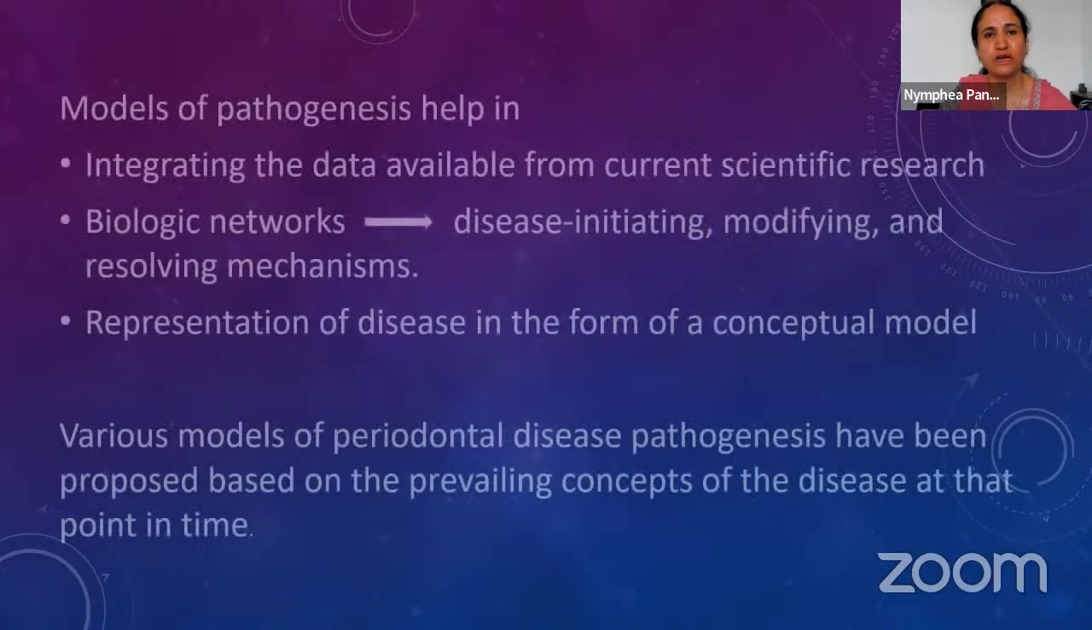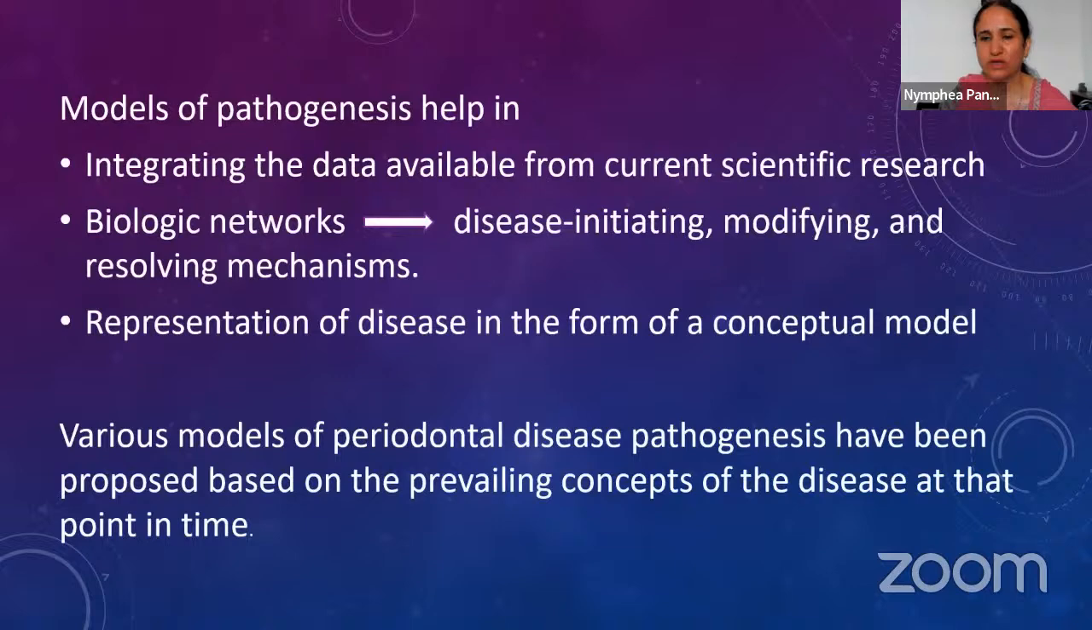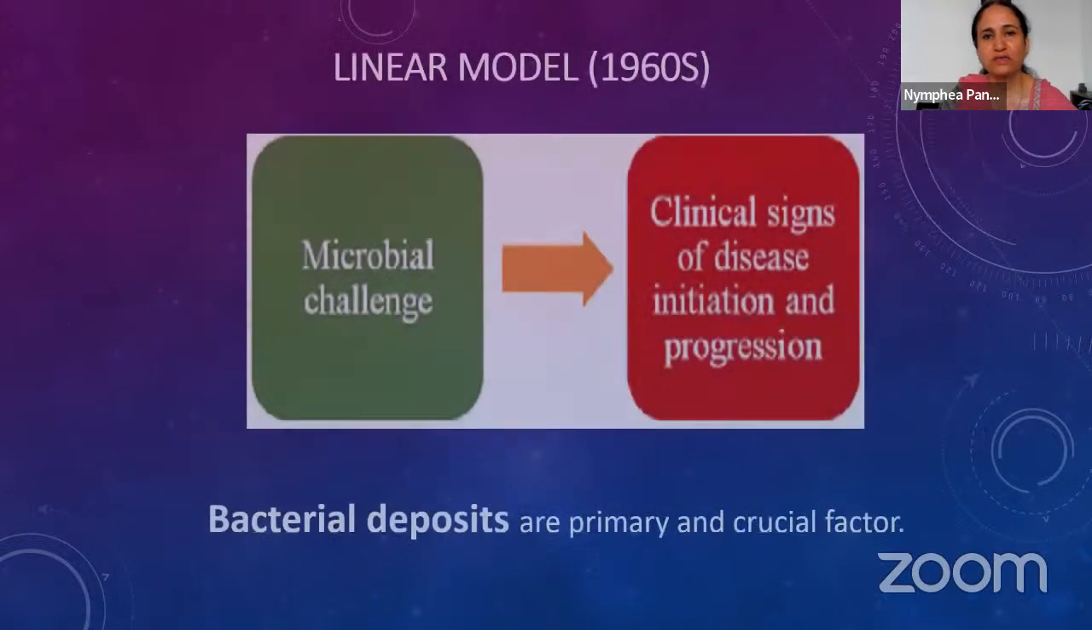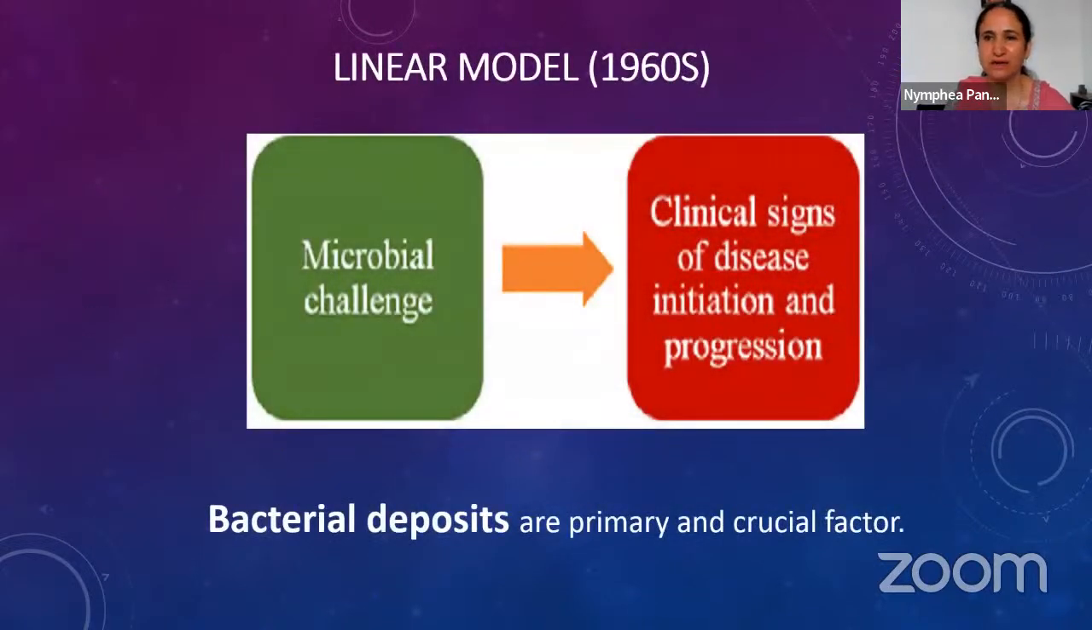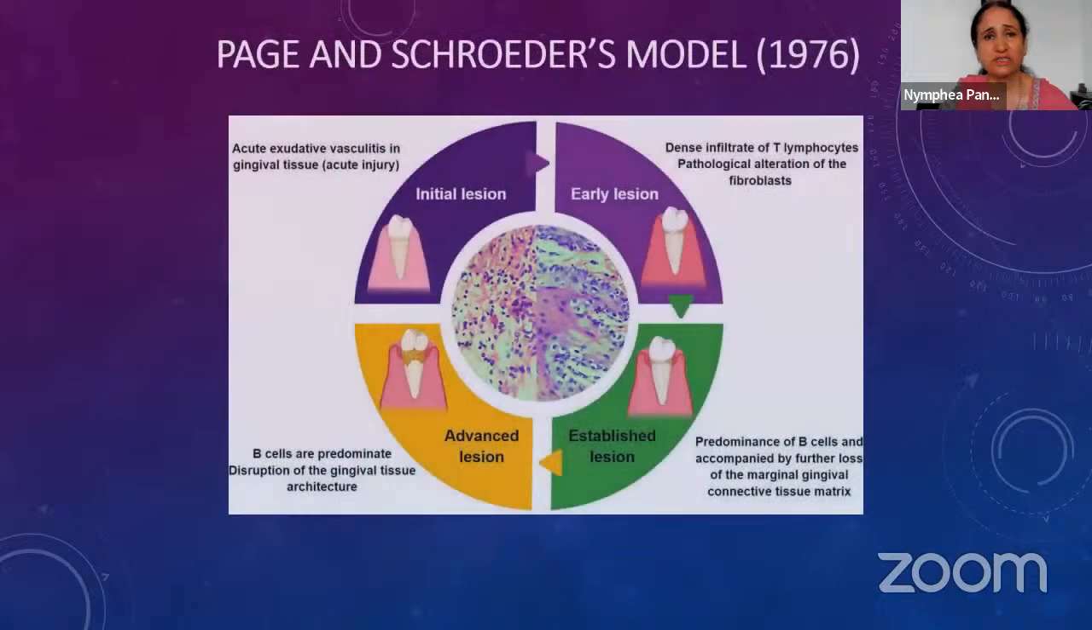So the first model that was given was the linear model. This is what we were actually thinking, that let us have one bacteria and let it create the disease, and we could take care of this. So this was the linear model which was initially given by Löe in the 60s.